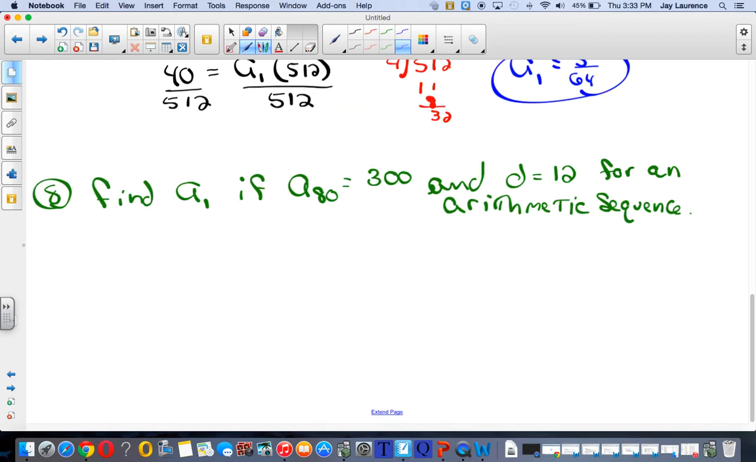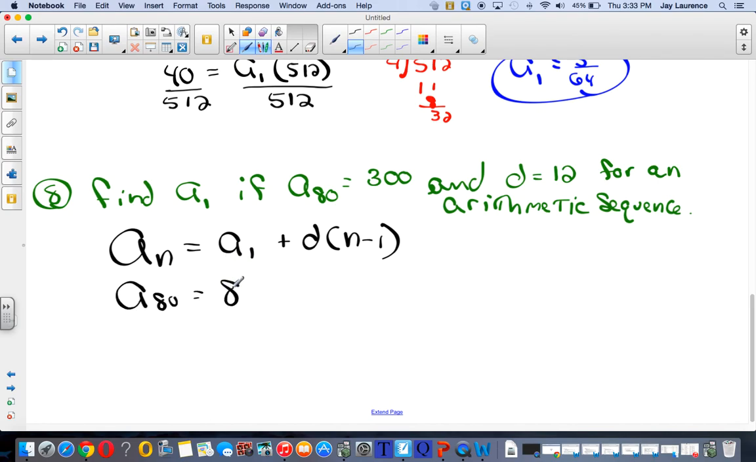Okay? All right, last problem, and then we'll call it quits for the day. Here we go. Got to find a sub 1 if a sub 80 equals 300 and d equals 12 for an arithmetic sequence. So I need the arithmetic formula. A sub n equals a sub 1 plus d times quantity of n minus 1. So that's a sub 80. I don't know a sub 1. I'm trying to find it. D is 12, and that'll be 80 minus 1. Okay, a sub 80 is 300. Equal a sub 1 plus 12 times 79.